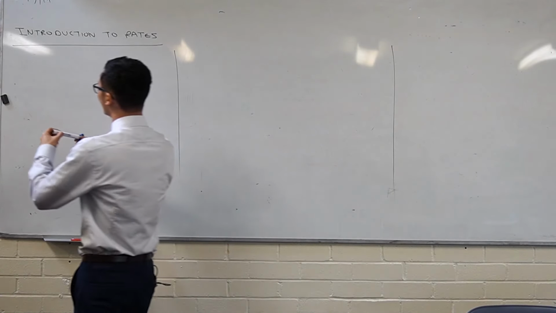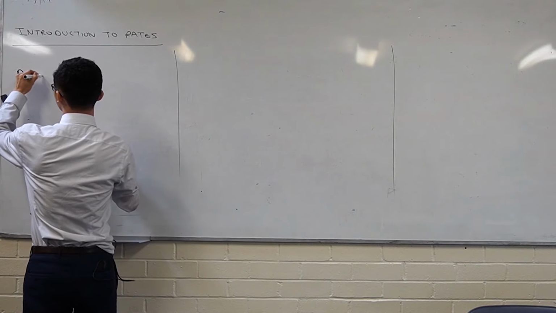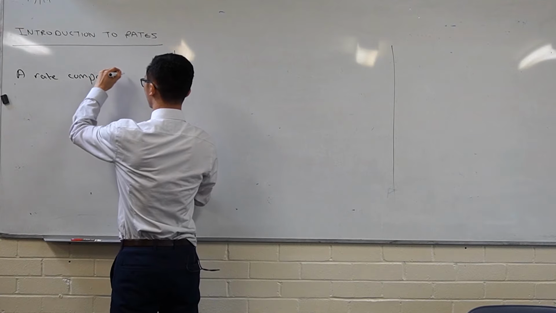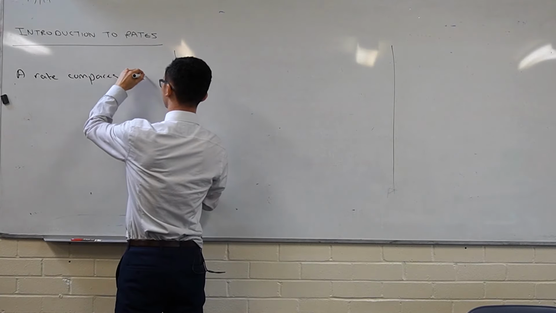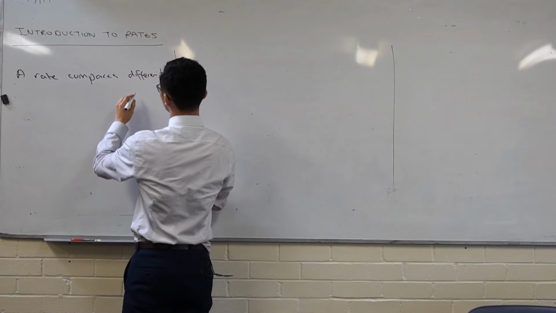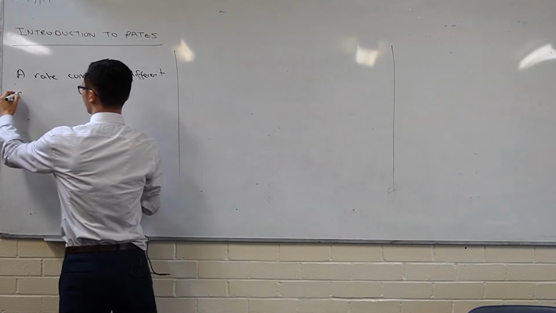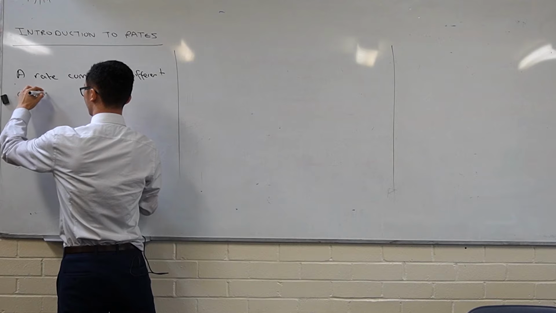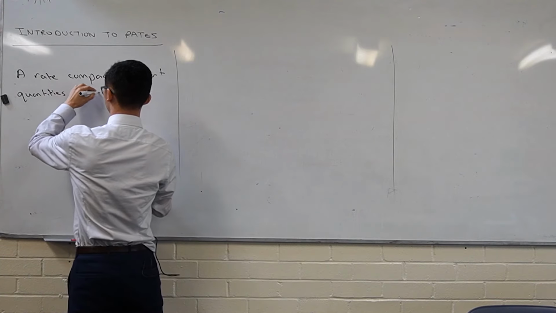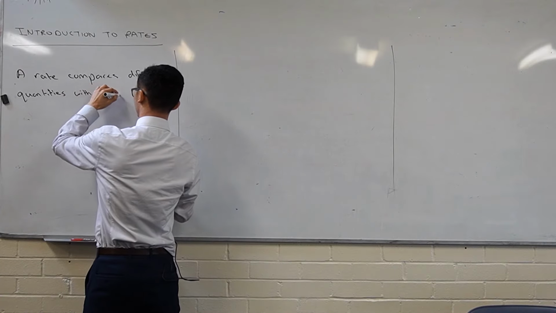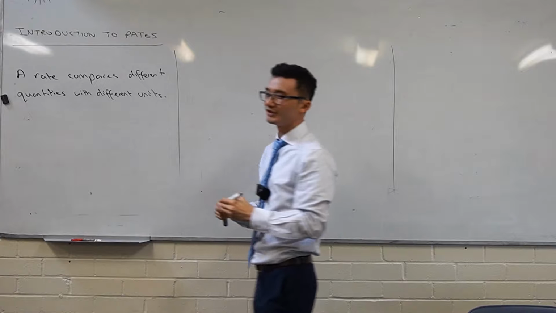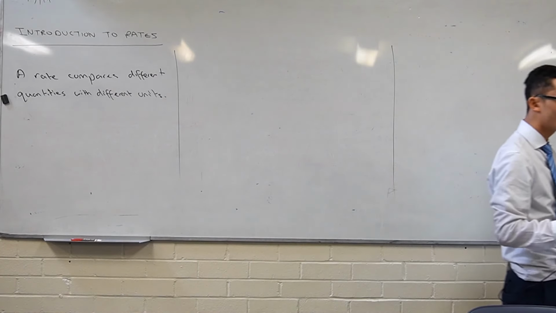Can you write that down for me? A rate compares different quantities with different units. A rate compares different quantities with different units. What do I mean by that?